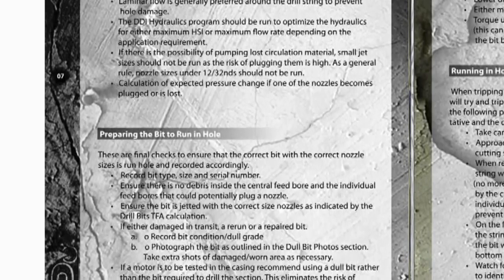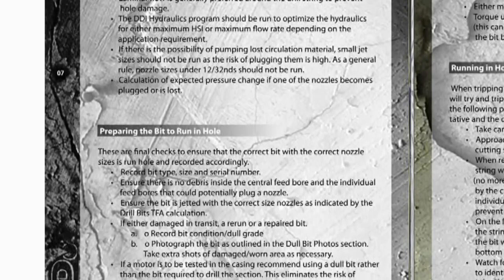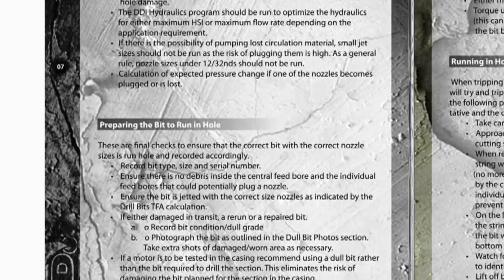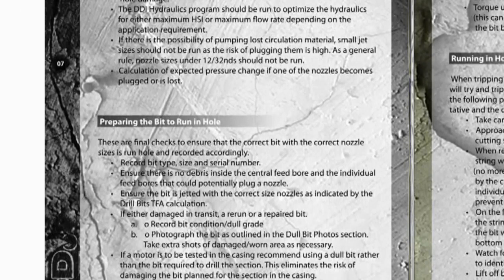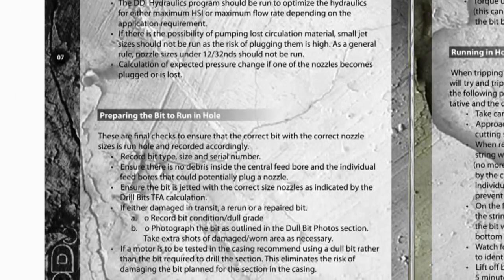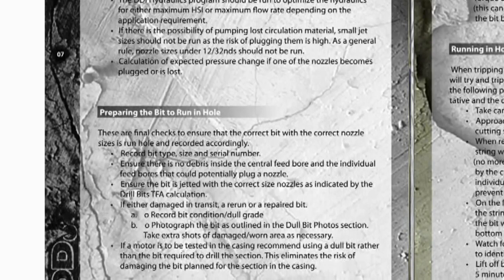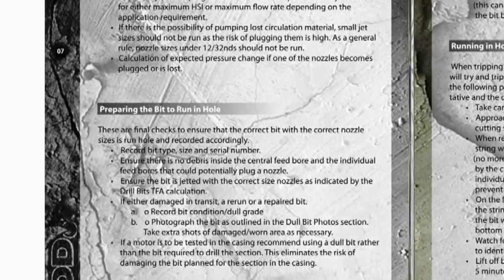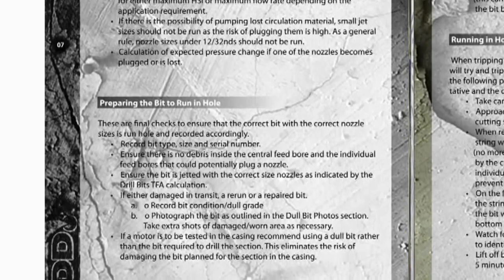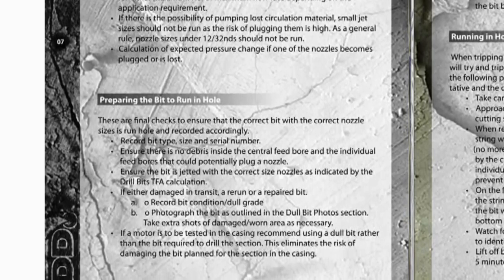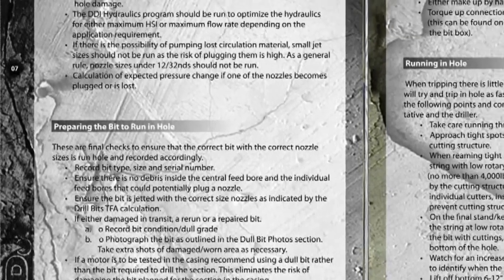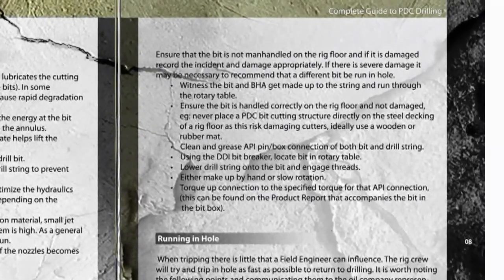If either damaged in transit, a rerun, or a repaired bit, record bit condition dull grade. Photograph the bit, as outlined in the dull bit photos section. Take extra shots of damaged or worn area as necessary. If a motor is to be tested in the casing, recommend using a dull bit rather than the bit required to drill the section. This eliminates the risk of damaging the bit planned for the section in the casing.